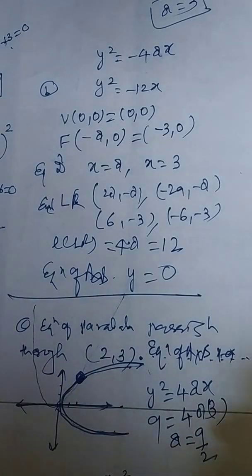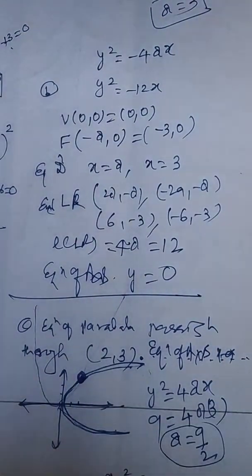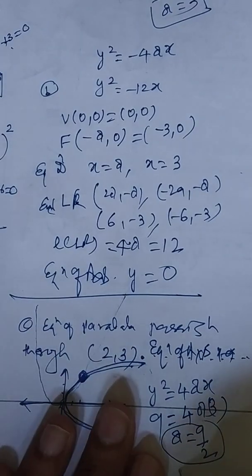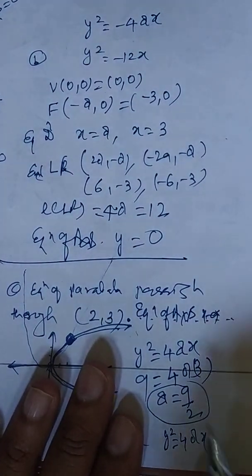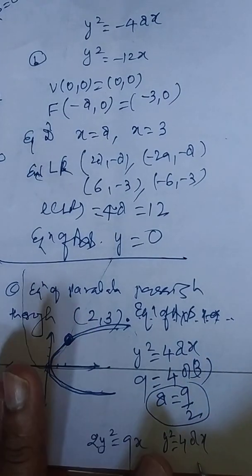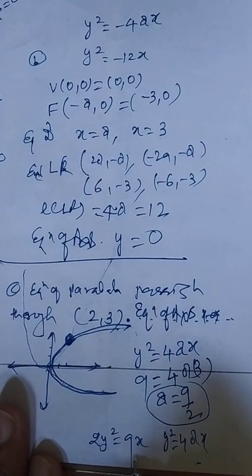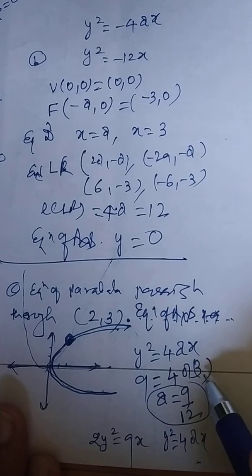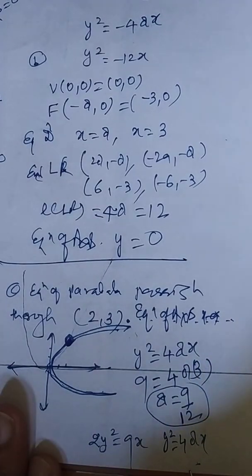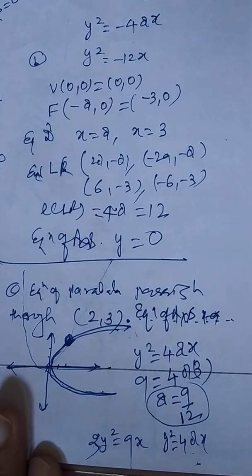Once your task is to get the value of a, because once you are getting the value of a correct, then y square is equal to 4ax. In this equation, replace a is equal to 9 by 2. So I think you will get like this. Check. Here 9 by 12, no? So if you simplify, you will get 9 by 12. 4 3s are 12, and it will be 3y square is equal to 9. Is it okay?